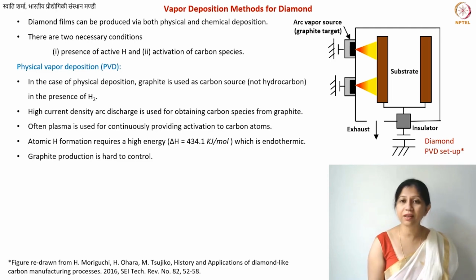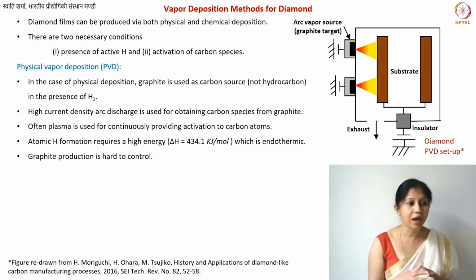So you can see here the most important thing is your arc vapor source. You have a graphite target there, and the rest is some very simple electrical circuitry. You have two electrodes, and you have your substrate attached to one of your electrodes, which is your collector. You will typically rotate this entire assembly, both your electrodes and substrate.